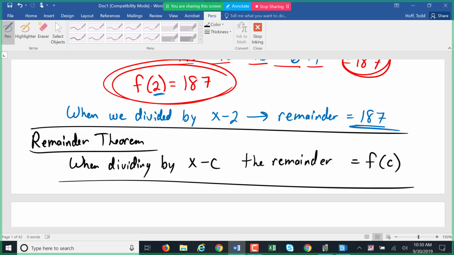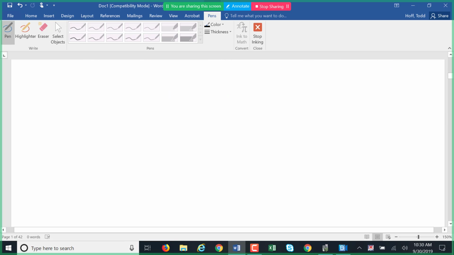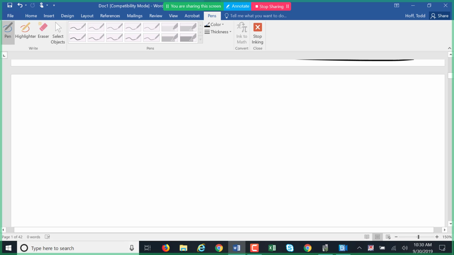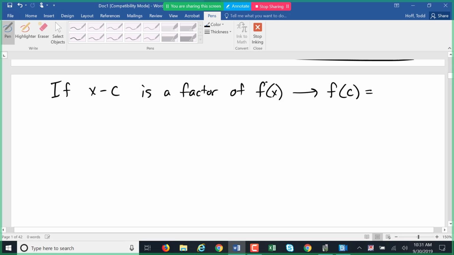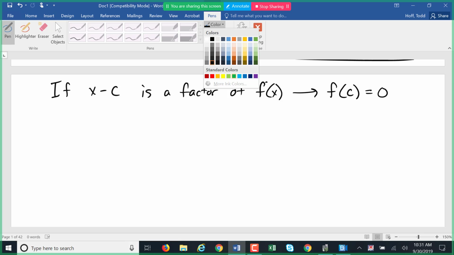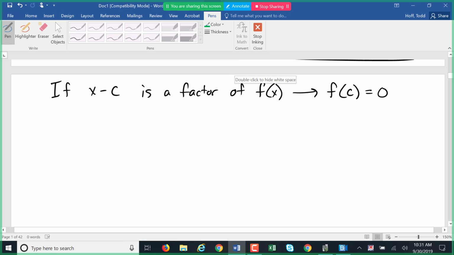So one of the consequences of this remainder theorem is if x minus c is a factor of f of x, then the remainder has to equal 0. So f of c would have to equal 0. What this does is give us a quick way to test factors.